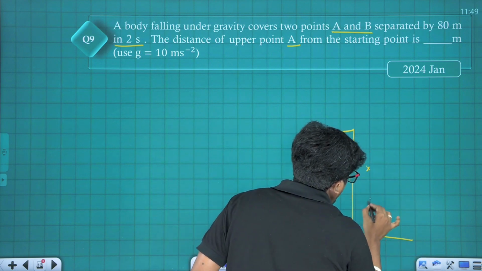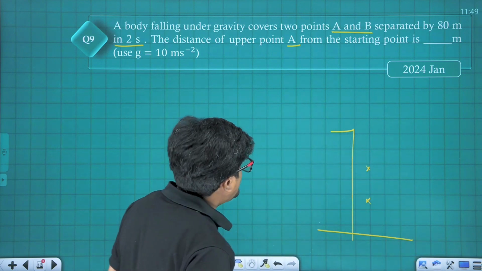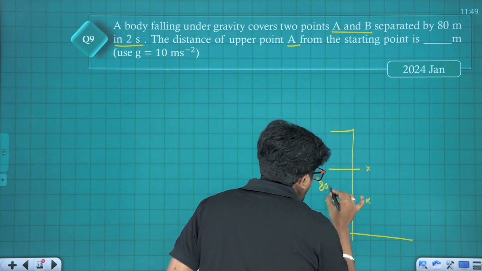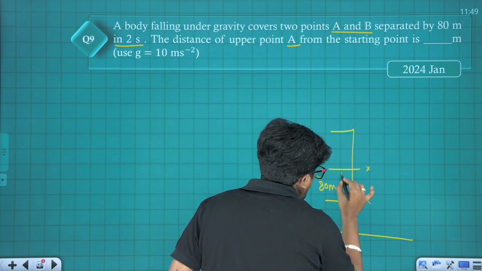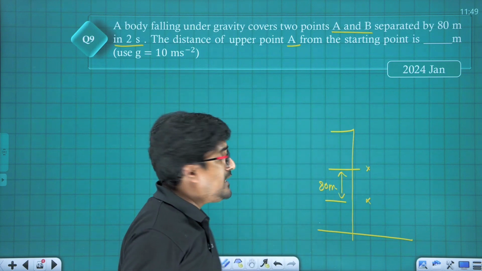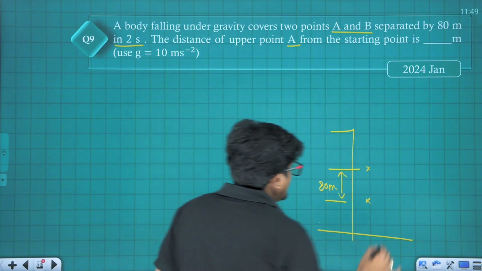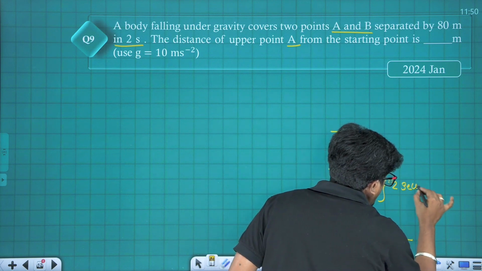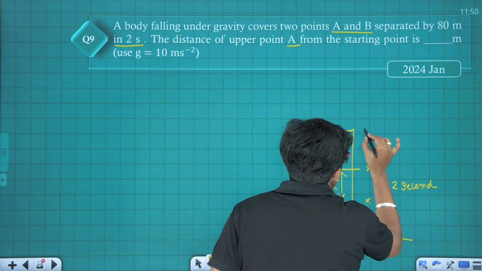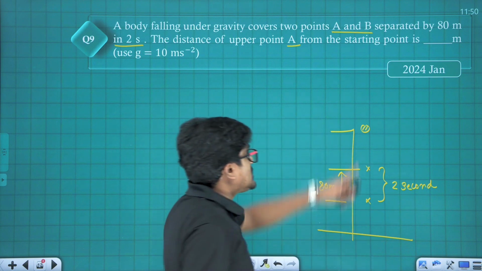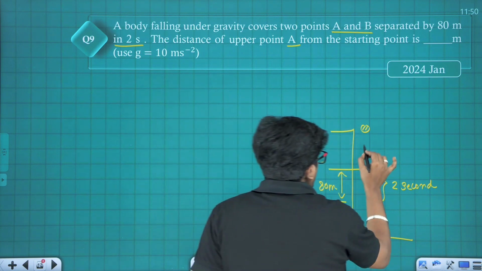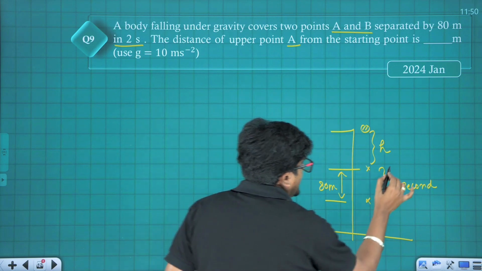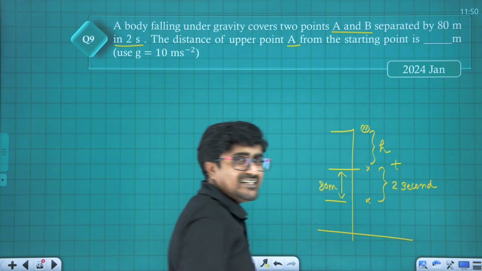Let this be point A and let this be point B. As per the question, these points are separated by a distance of 80 meters, and the time taken to travel from here to here is 2 seconds. Now let me consider the body is dropped from here. Let this distance be h and the time taken to reach from here to here be t.